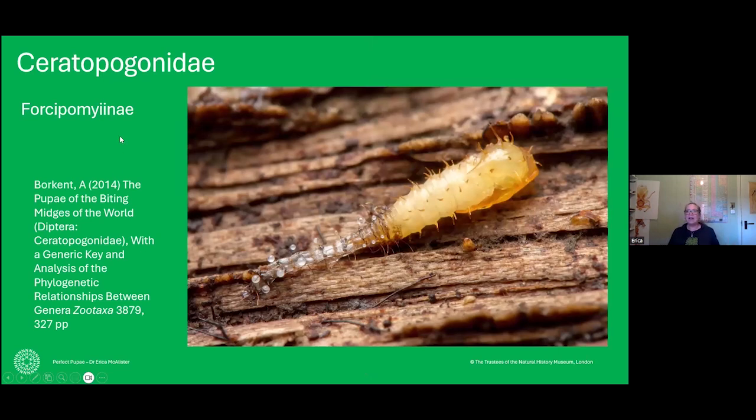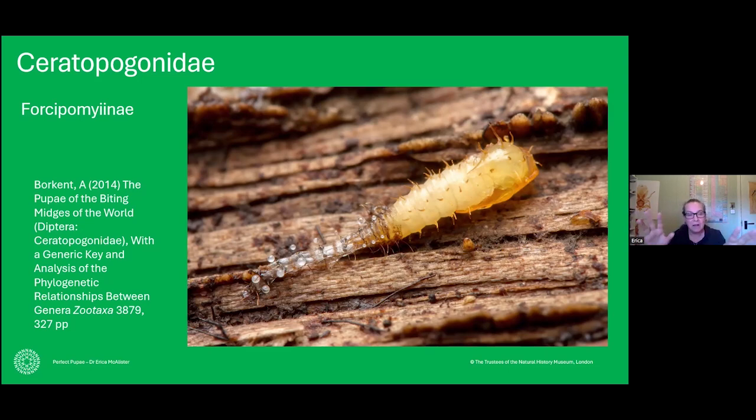The ceratopogonids, the biting midges. There's 173 species in the UK, so there's lots of activity for you to go and find these. Everybody loves the biting midge. The thing about the biting midges is they're an incredibly diverse family of flies. So there's 173 in the UK, but there's over 6,000 in the world. And they basically occur everywhere where there's a little bit of water.